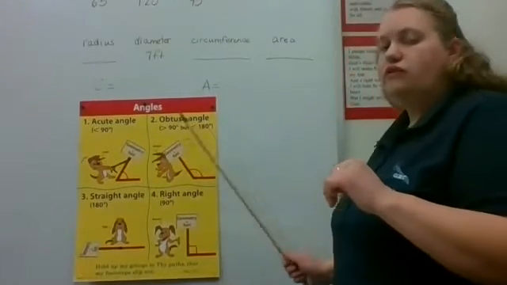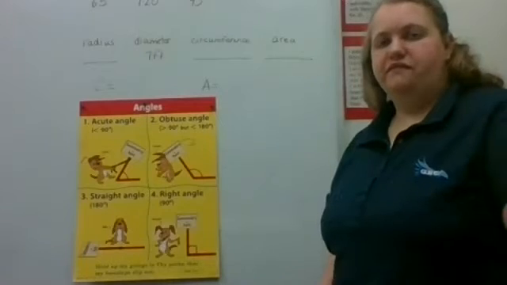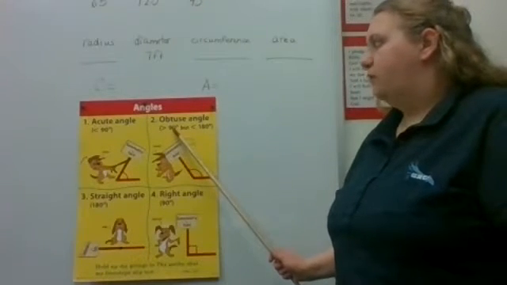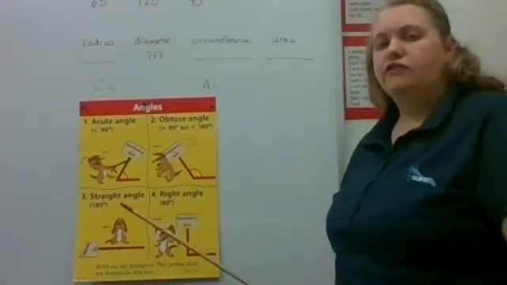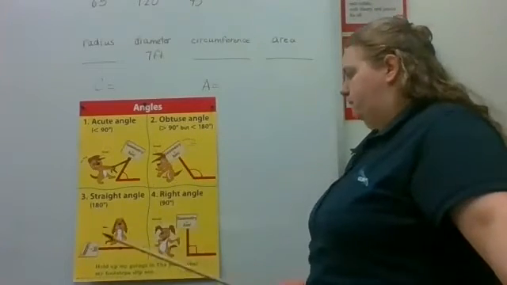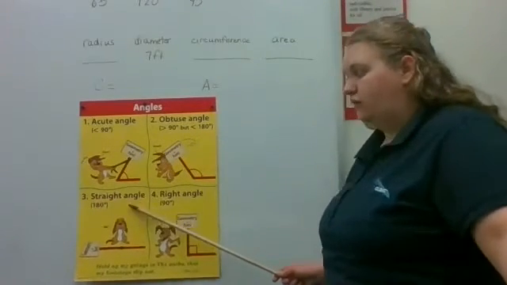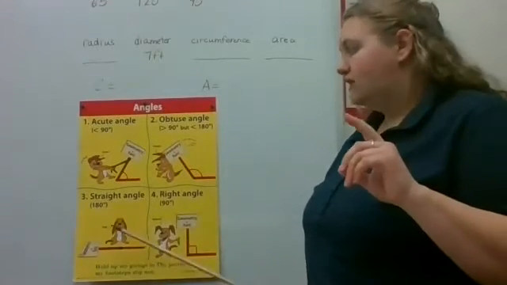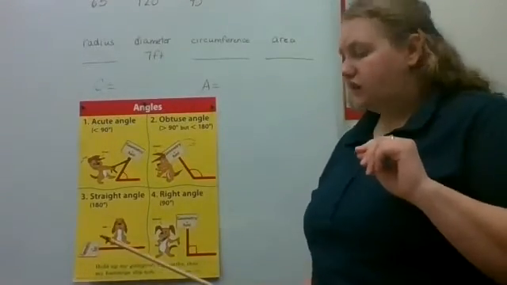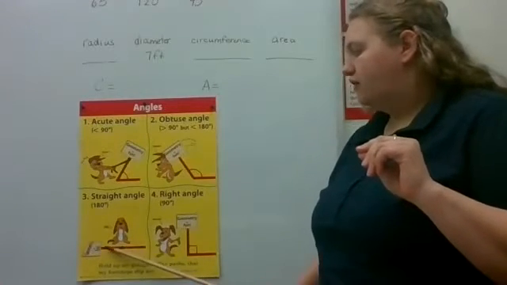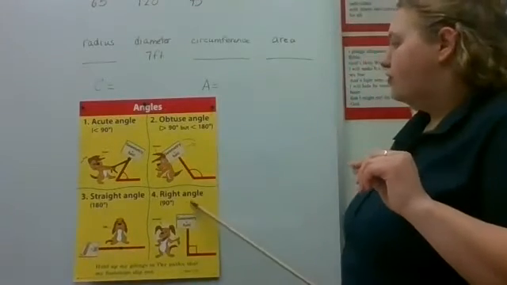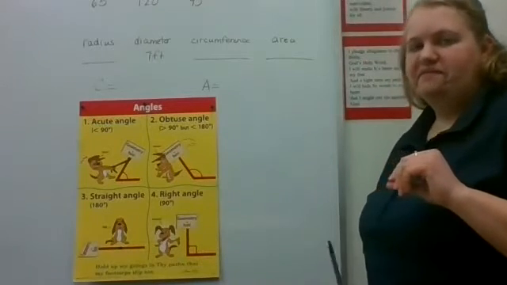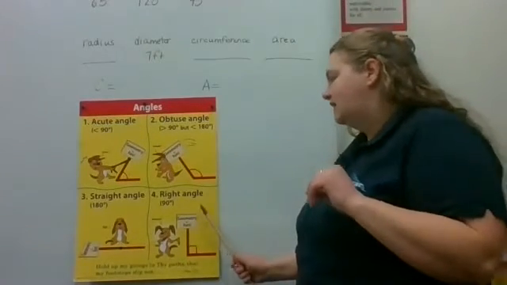The obtuse angles are how many degrees? It would be more than 90 degrees and less than 180 degrees. Down here we have a straight angle, and a straight angle only has 1 degree that it can be. If it's 179 or 181, it's not a straight angle. It would have to be 180 degrees. Also, the right angle only has 1 degree that it can be. And what is that? It would be 90 degrees, okay?